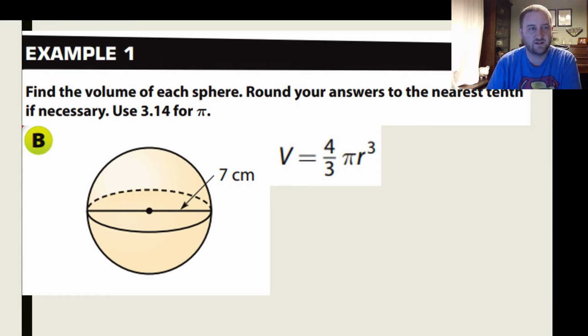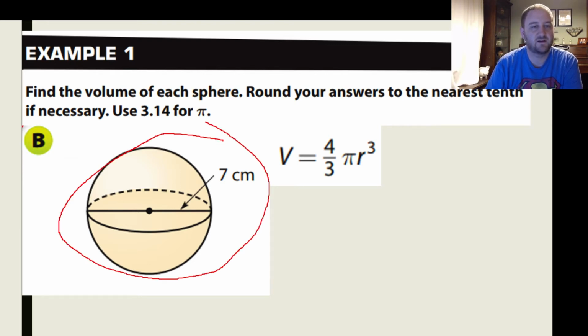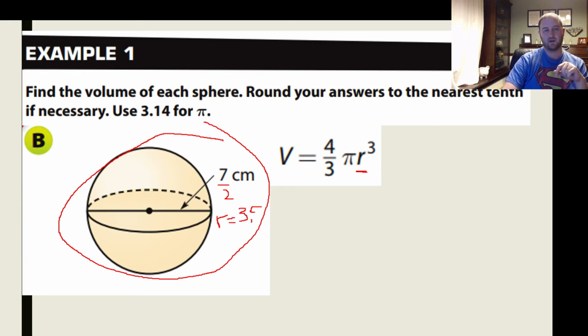All right, next example says find the volume of each sphere. Round your answers to the nearest tenth if necessary. So again, this one's a little bit different. See if you can see by looking at this sphere what's different about this one from the last example. Well, if you notice, this one doesn't give the radius, does it? Remember, we want the radius cubed. This one gives the diameter. So what do we have to do to the diameter to find the radius? Well, we just divide it by 2. So we take 7 divided by 2, which gives us a radius of 3.5.